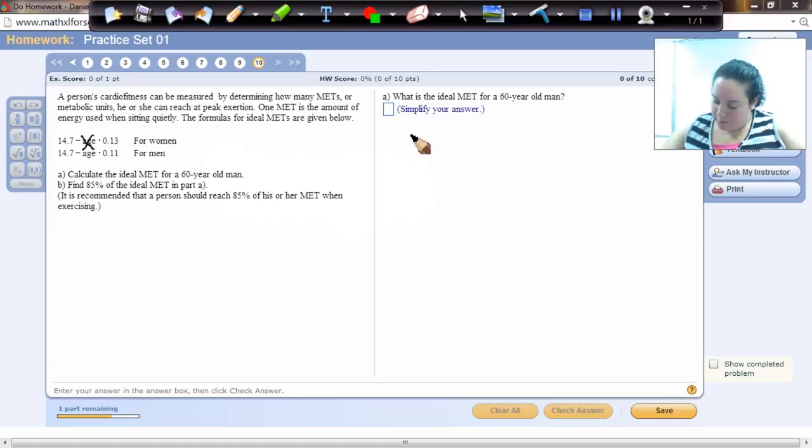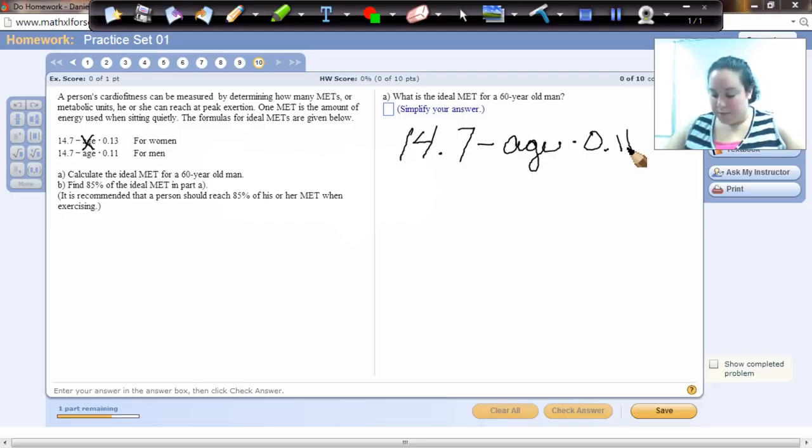That's 14.7 minus age, and remember age is just a variable. So let's say age times 0.11. So this is the formula we'll use. We want to figure out the ideal MET for a 60-year-old man. That means the age is 60.